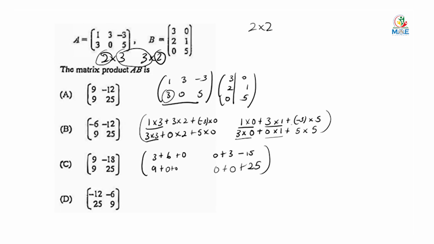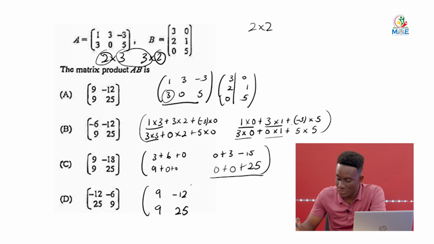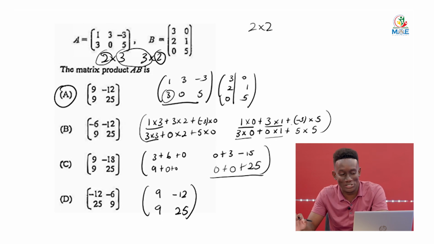And we know 3 plus 6 plus 0 would be 9. 3 minus 15 would be -12. 9 plus 0 would be 9. 0 plus 0 plus 25 would give me a 25. So we see the answer is 9, -12, 9, 25, which is A. So we have to do some work for this question.